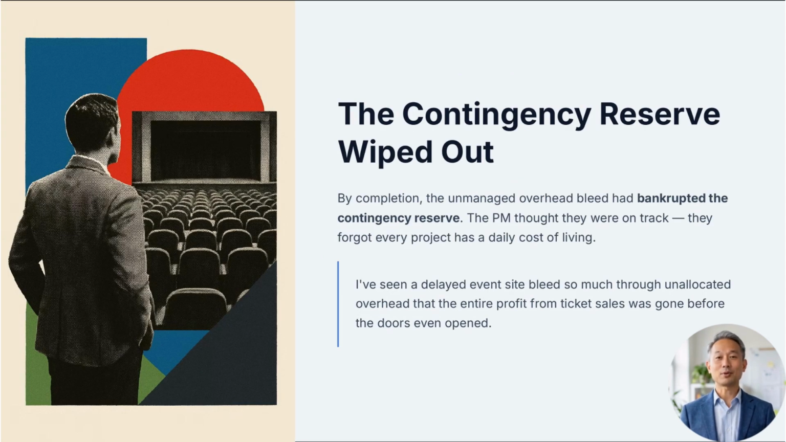By the time the hospital phase was finally finished, the delay had not just cost direct labor. The unmanaged overhead bleed had completely bankrupted the contingency reserve. The project manager was shocked to see the final bill because they thought they were on track. They forgot that every project has a daily cost of living. In my experience, I have seen a delayed event site bleed so much cash through unallocated overhead that the entire profit from the event tickets was gone before the doors even opened.